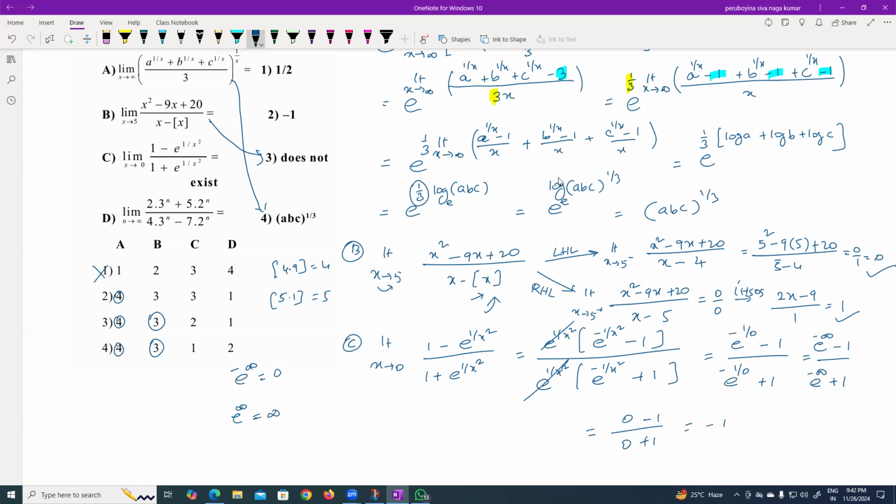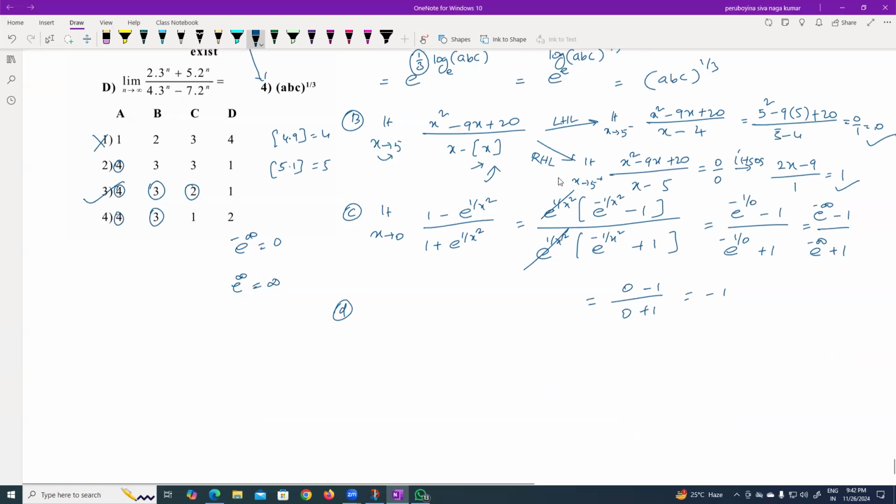So which option is correct? C option is connected with 2. C option is connected with 2. So these options tallied successfully. So option 3 is correct. And the last one, we will solve the D option also, D problem also.